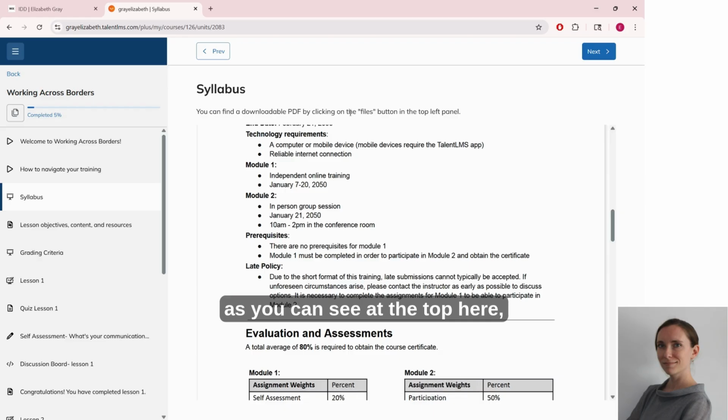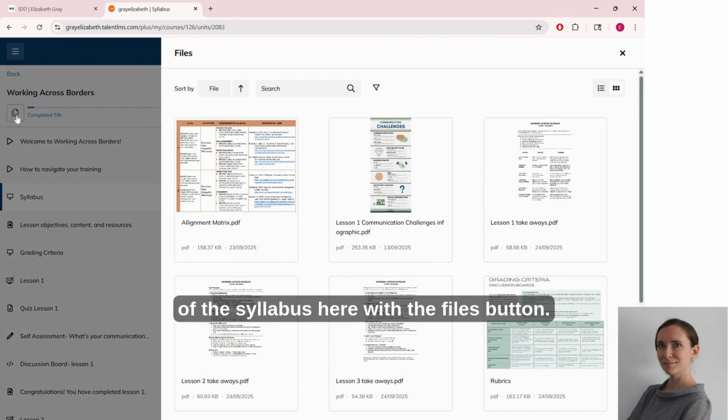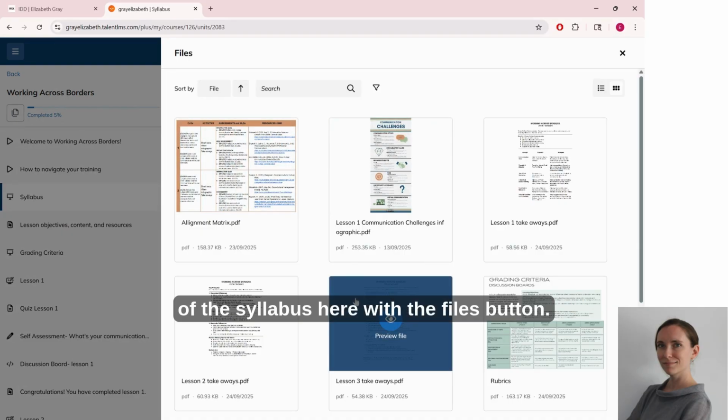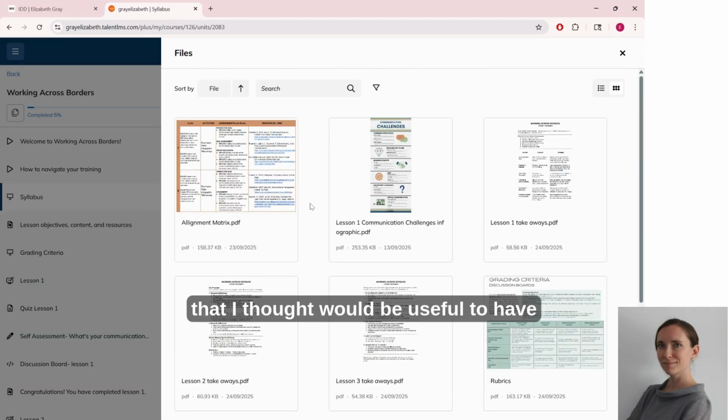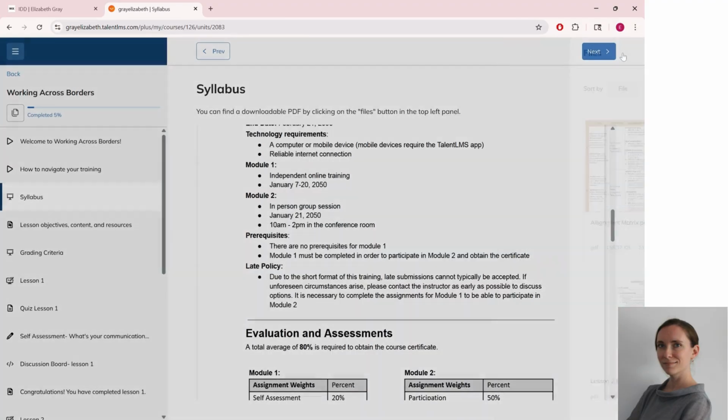As you can see at the top here, it also tells learners that they can access a downloadable PDF of the syllabus here with the Files button. Also included here are any elements of the course that I thought would be useful to have a downloadable PDF version.